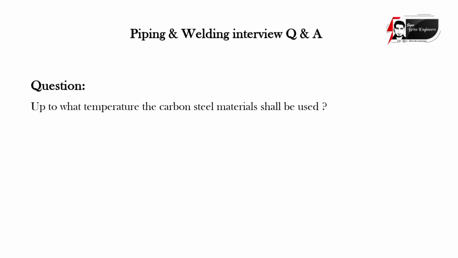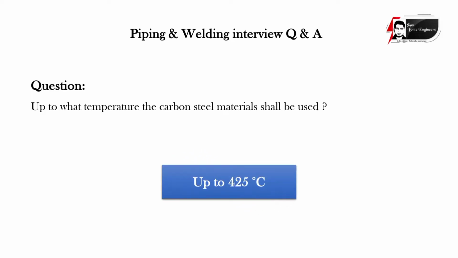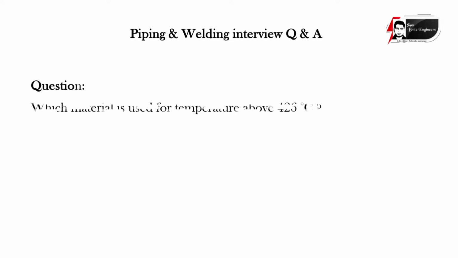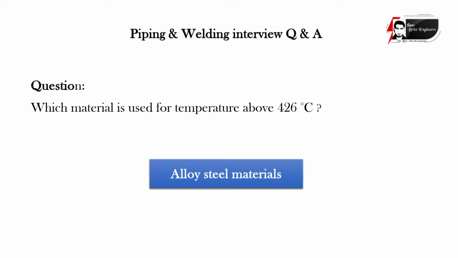First question: up to what temperature shall carbon steel material be used? Up to 425 degree Celsius. Which material is used for temperature above 426 degree Celsius? Alloy steel material.